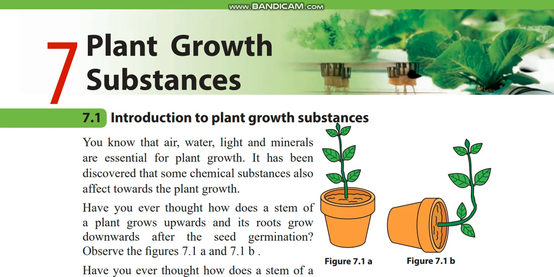Now when we take plant growth, we have learned in the previous grades also the most common things we know that is needed for the plant growth is what? Air, water, light and minerals. Okay, but apart from air, water, light and minerals, there are also some important chemicals needed towards the plant growth. So let's see what are those. So that is what mainly we will.